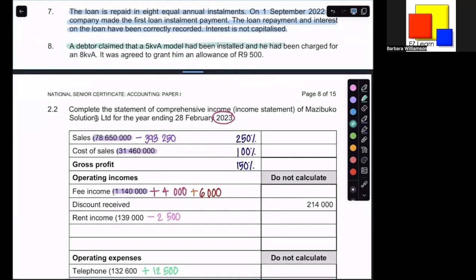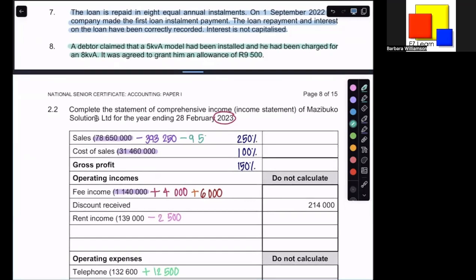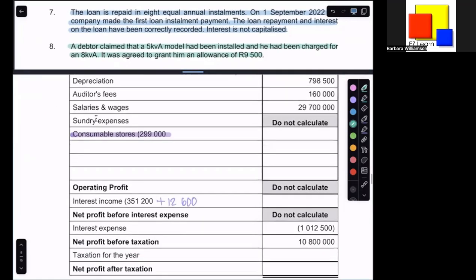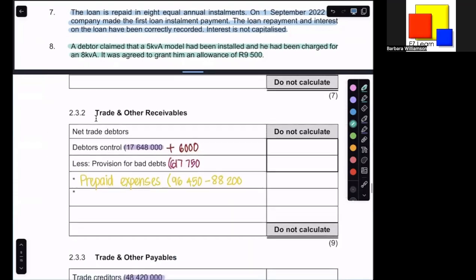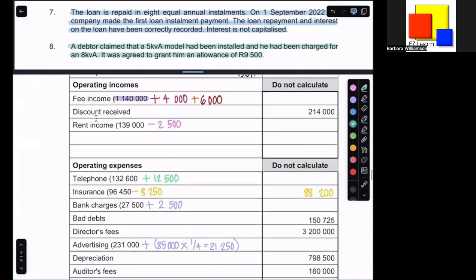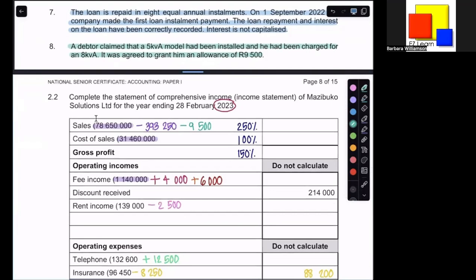A debtor claimed that a 5 kVA model had been installed and he had been charged for an 8 kVA. It was agreed to grant him an allowance of 9,500. We'll need to remove that from sales and obviously also from our debtors in the trade and other receivables note. In addition, we also need to take into account the cost. The reason for that is that if you'd been incorrectly invoiced, it means that the cost price that we would have recorded would also have been incorrect.